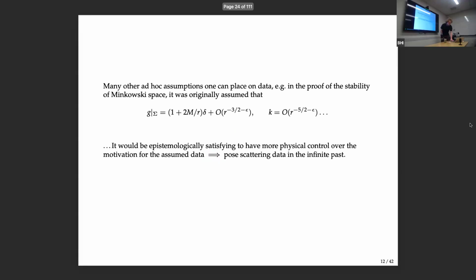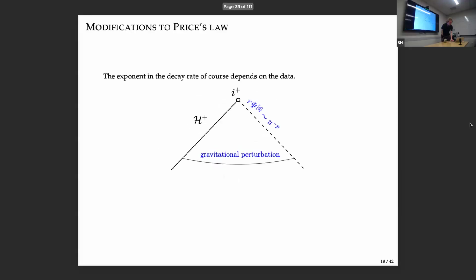Mm-hmm. Now, if you solve this problem, Price's law, here, you will see that at finite radius, you actually get a different decay rate. And in order to not make your results dependent on what radius you work at, you put the radius at infinity. So here you introduce a large scale to your problem.